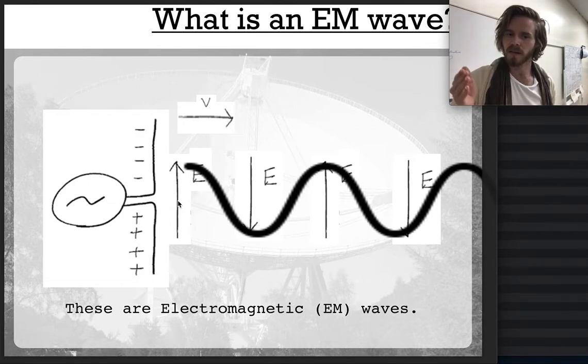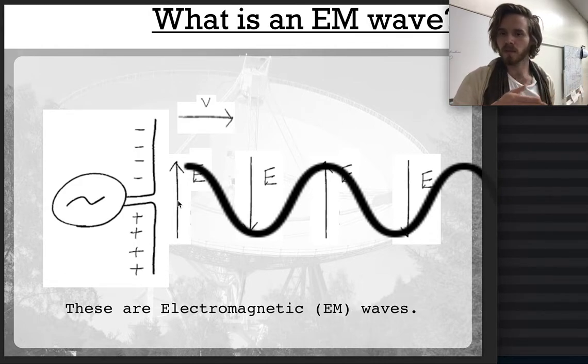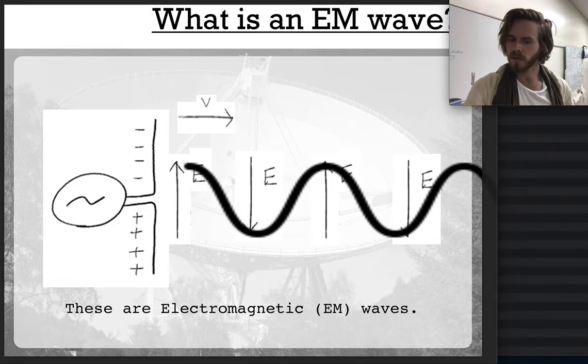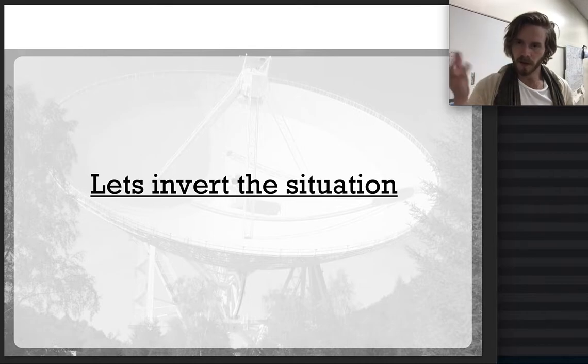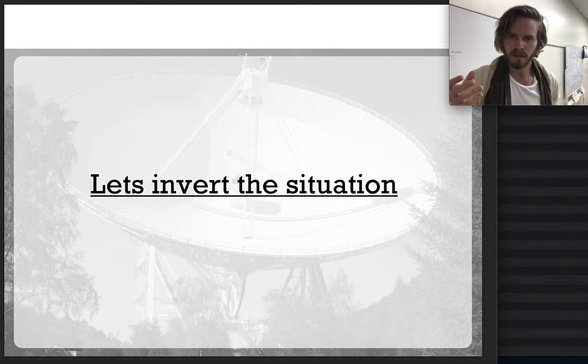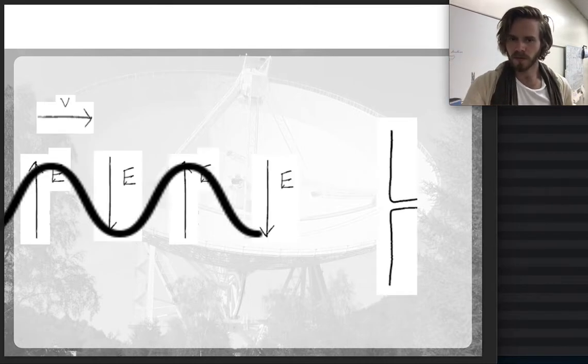And of course, the faster you make this oscillation, the higher frequency waves you will produce, and the more power you put into your transmitter, the more amplitude your waves will have. I want to now keep the same concept in your mind, but just invert the situation.